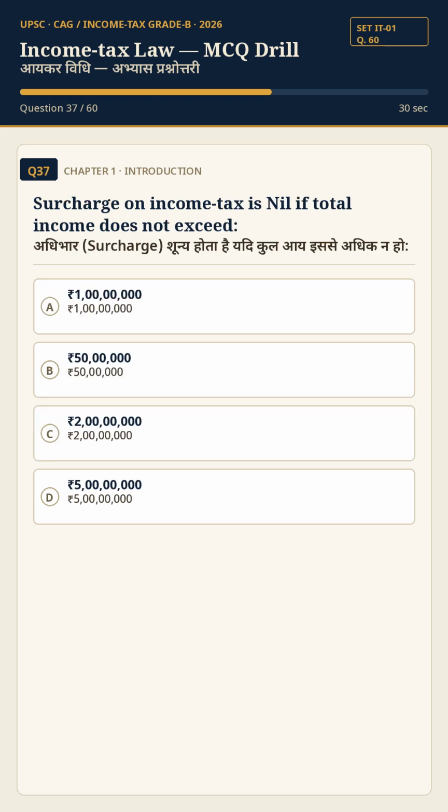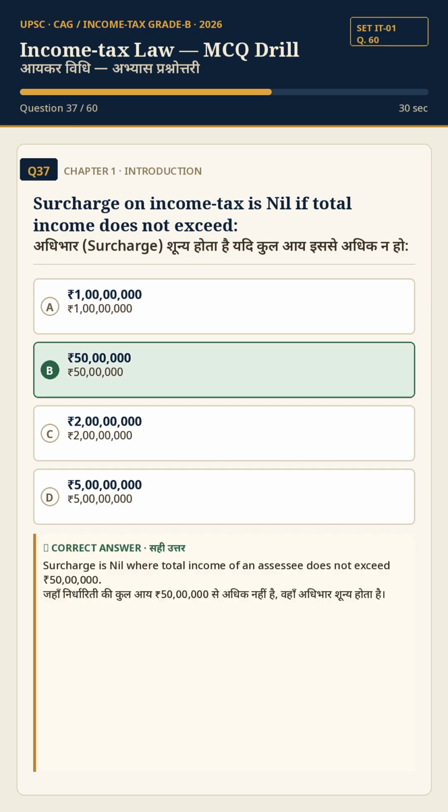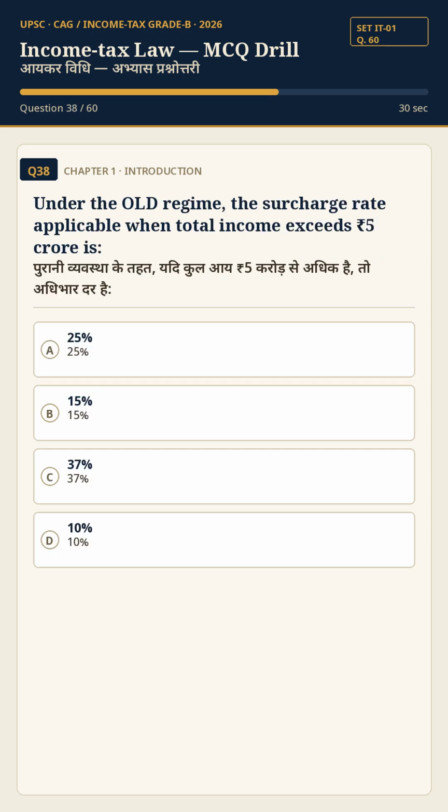Question 37. Surcharge on income tax is nil if total income does not exceed a certain limit. The correct answer explanation: surcharge is nil where total income of an assessee does not exceed the limit. Question 38. Under the OLD regime, the surcharge rate. The correct answer explanation: under the old regime, the highest surcharge slab of 37% applies.